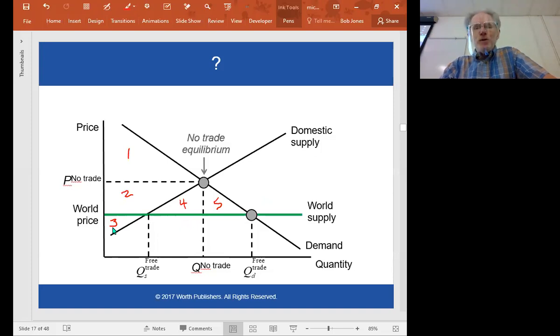So consumer surplus would be the 1 plus 2 plus 4 plus 5. Producer surplus would be area 3. And then total gains from trade would just be consumer surplus plus producer surplus: 1, 2, 3, 4, and 5.